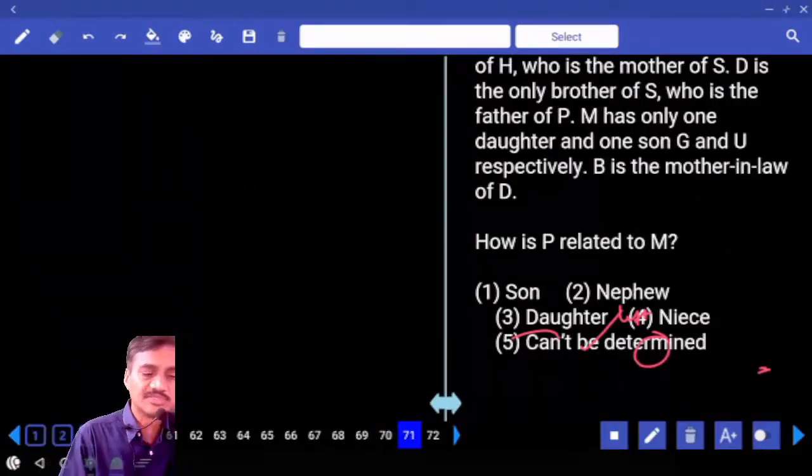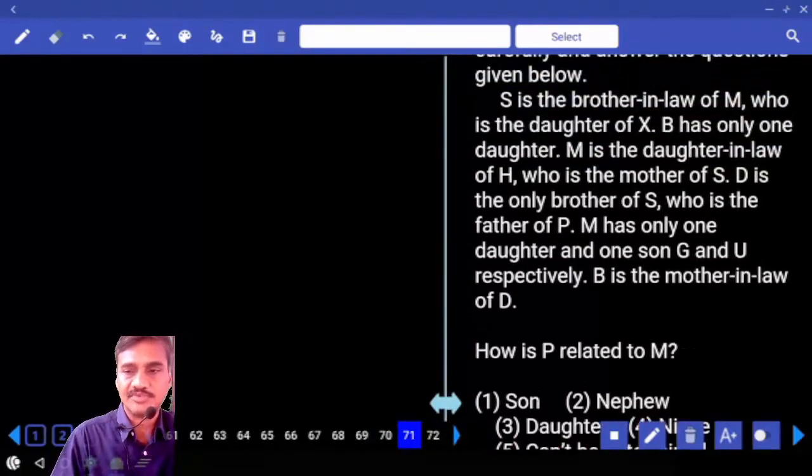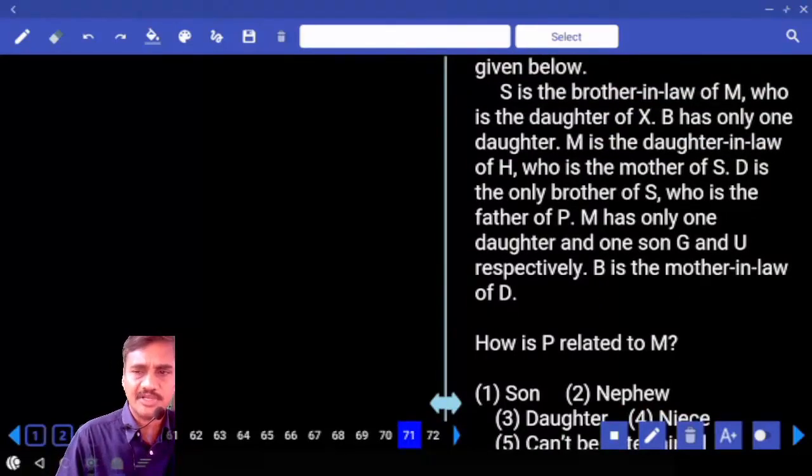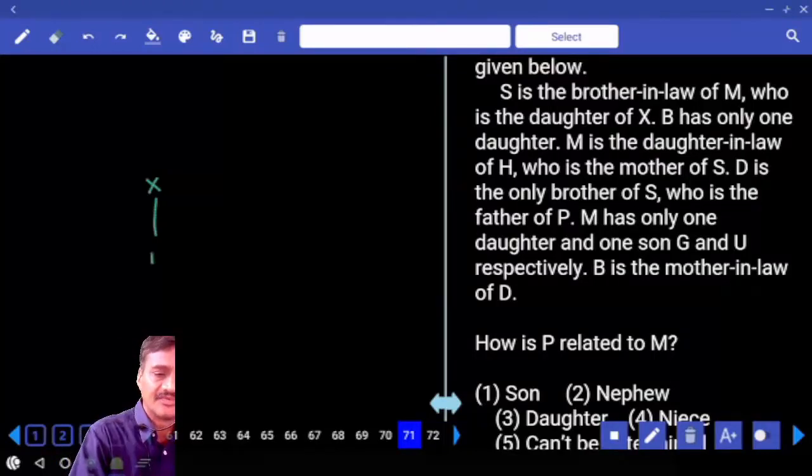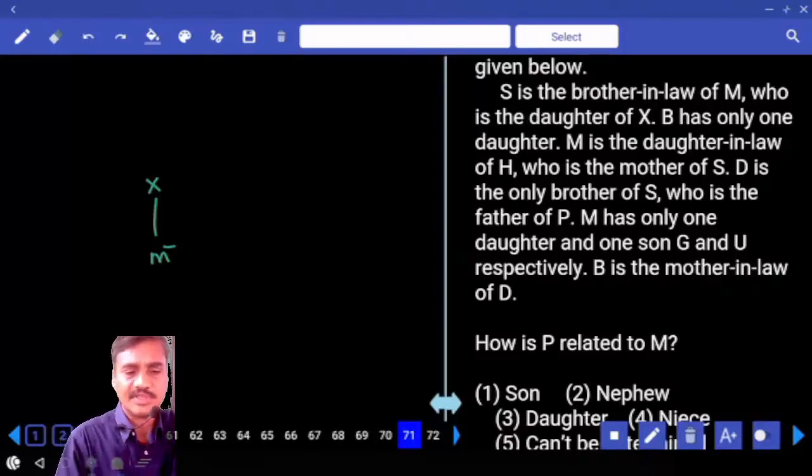Then next, question numbers 71 to 73. Now in 71 to 73, what is the information we have? S is the brother-in-law of M. M is the daughter of X. Now who is the daughter of X? M is the daughter of X. And B has only one daughter. M is the daughter-in-law of H.